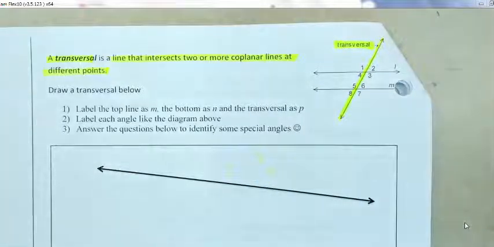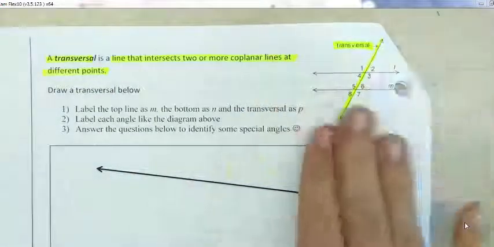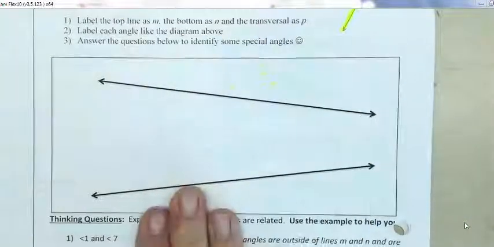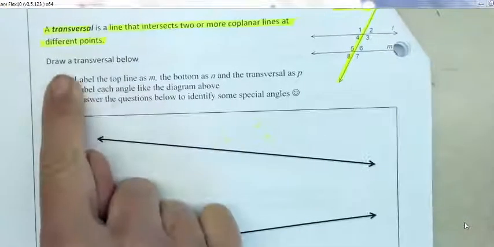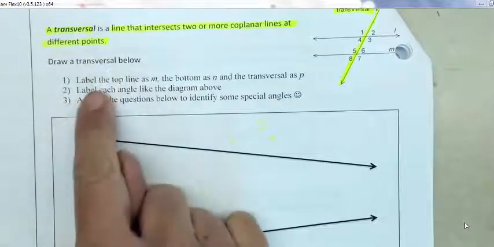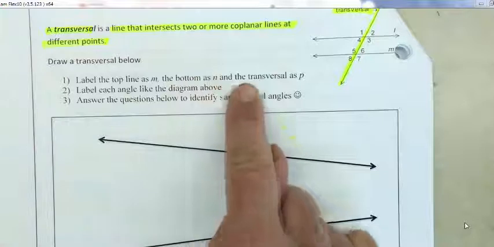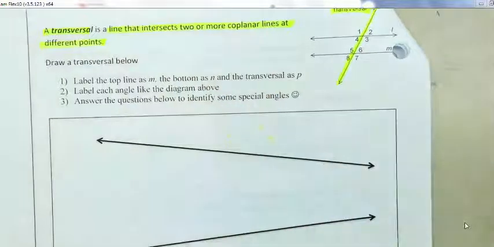So what we're going to do now is actually redraw this diagram with our own two lines here. We're going to draw a transversal below. We're going to label the top line as M, the bottom as N, and the transversal as P. All right, so I'm going to get my ruler. Let's see, where's my ruler?